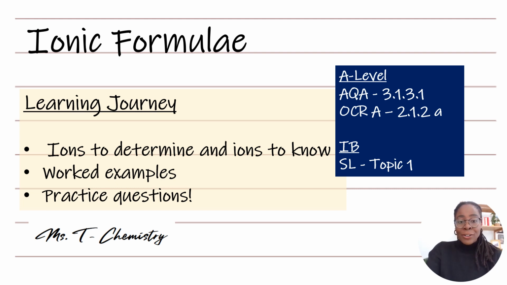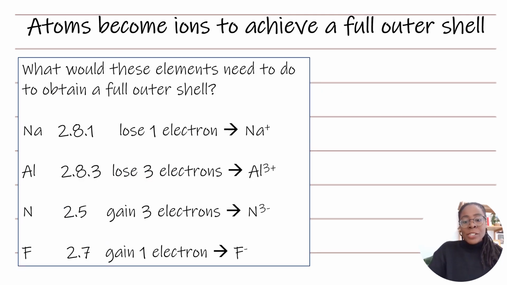Today's lesson is on ionic formulae, which is where the most common mistakes across A-level and IB chemistry are made. Now, in order to successfully write the ionic formulae, we need to first do a quick GCSE chemistry recap. We know that atoms become ions to achieve a full outer shell, and we can determine what charge these ions will have by considering the simplified 2,8,8 electron configuration notation.